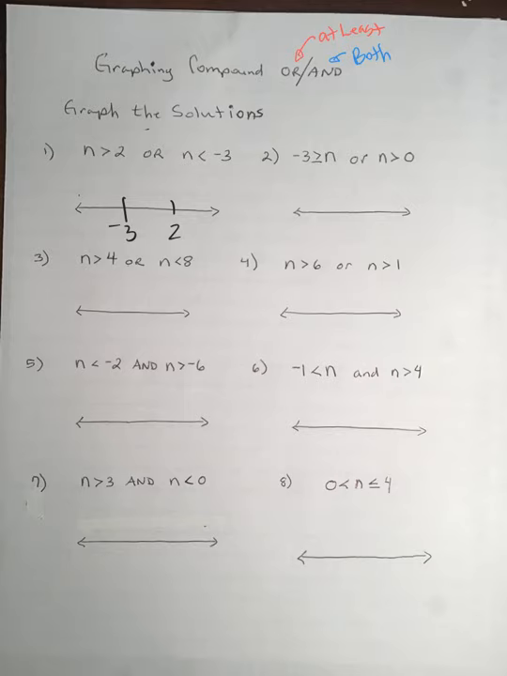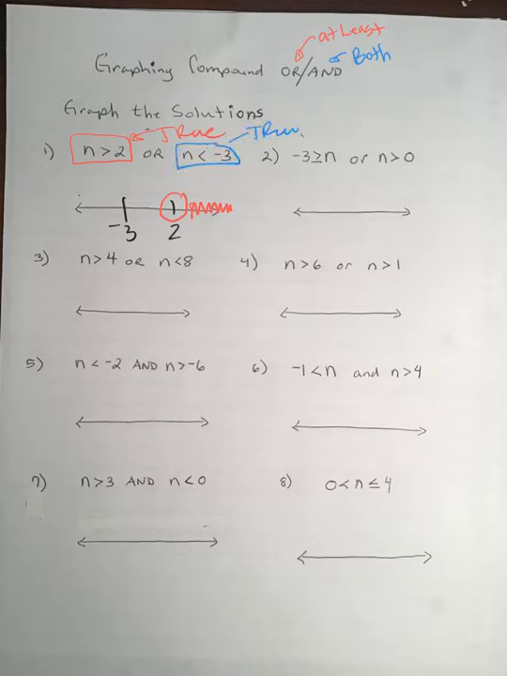So the easier method is just to think logically. Where are all the numbers that would make this sentence true? That would be all the numbers that are bigger than 2. So that would be all these numbers, right? And then where are all the numbers that would make this sentence true?